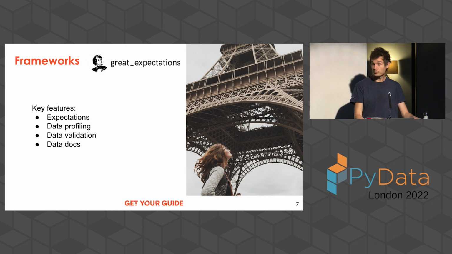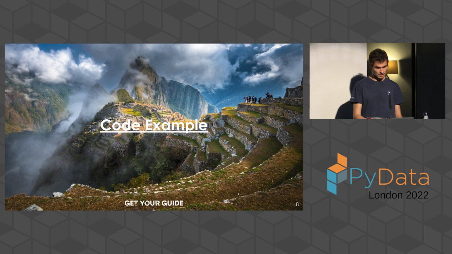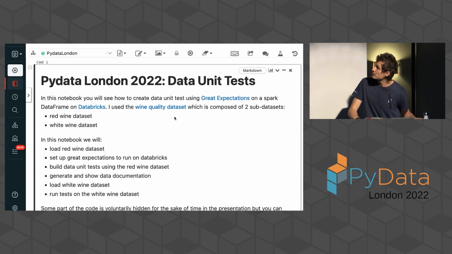That's a pretty cool feature of Great Expectations. But yeah, let's dive into an example. I think some code's worth 1,000 slides. So I will go. Can you see it here? Perfect. Is the size okay? Yeah, perfect.